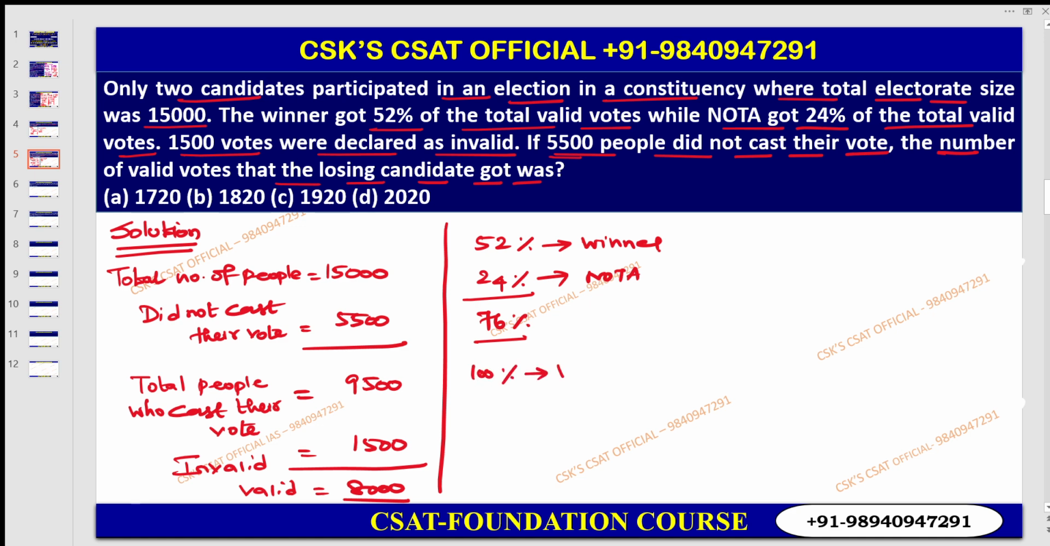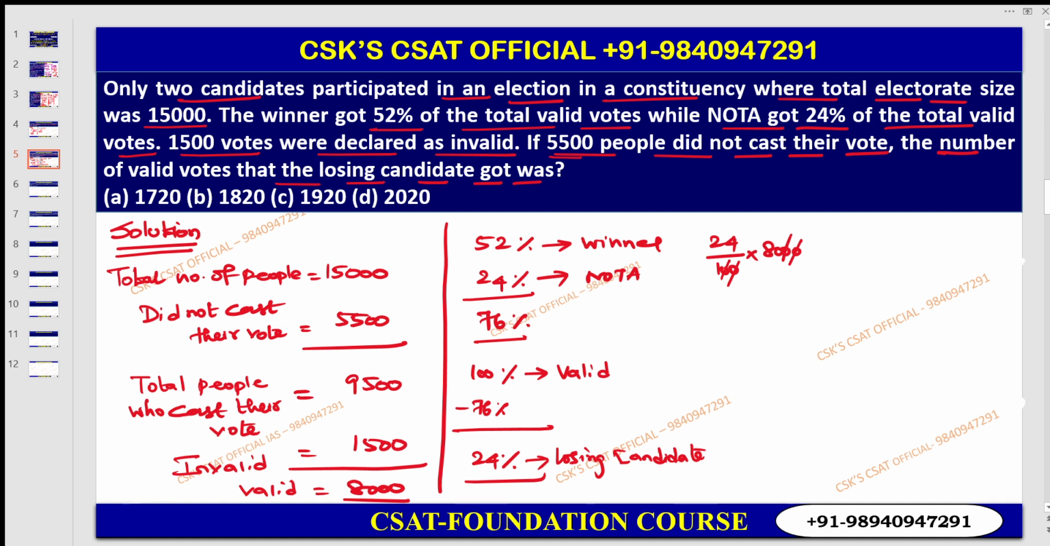This 76%, 100% is always going to be the valid. Please understand. So minus 76% you have to subtract. If you are subtracting, then this 24%, who is getting it? The losing person. So the losing candidate is getting this one. This is one method. Okay. So therefore 24 by 100 into 8000. Cancel this one. Then you will get 1920. This is one method, right?